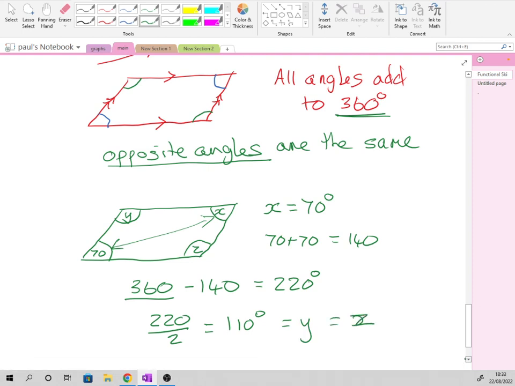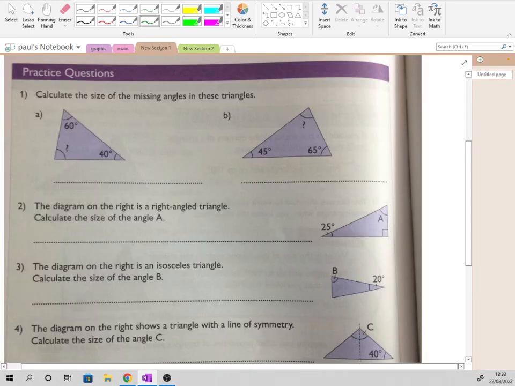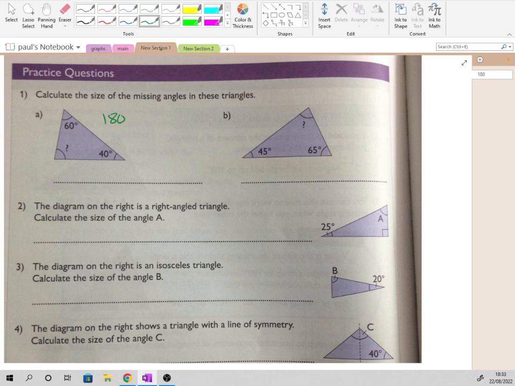So let's have a look at some questions, see what they're going to give us. So here we go. Calculate the size of the missing angles in these triangles. So remember they all add up to 180. 60 and 40 make 100. So 180 minus the 100 we know about equals 80 degrees.